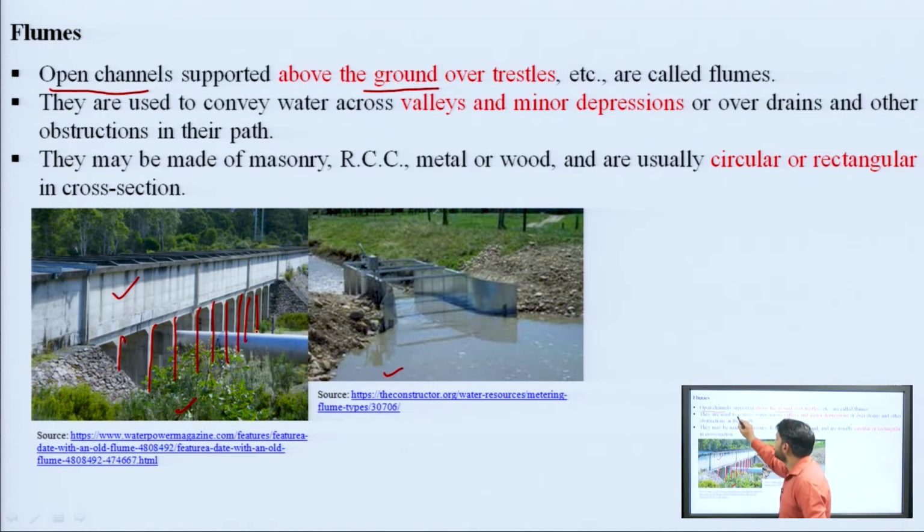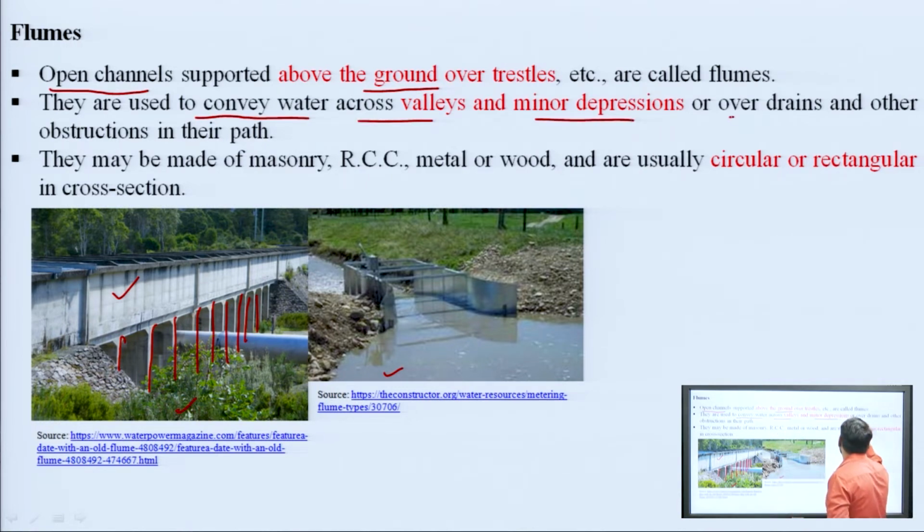They are constructed in order to convey water across a valley and minor depressions, or over drains and other obstructions. This form of gravity conduit is used to convey water across valleys and depressions, or if there is any obstruction in the path. They are made of masonry, RCC, metal or wood, and are usually of circular or rectangular cross section. That means a flume can be of either circular or rectangular cross section.